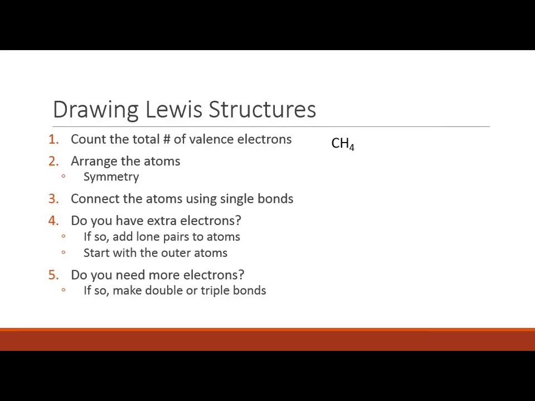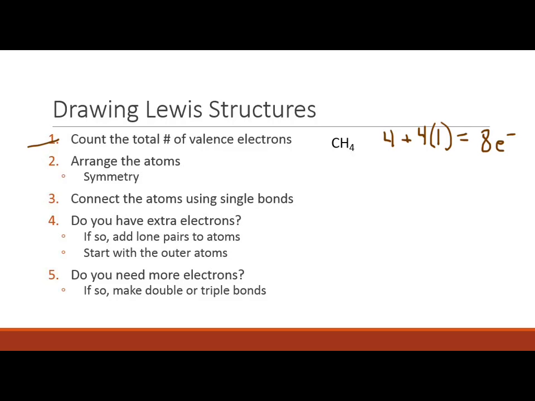I'm going to start with a nice easy example here with methane, CH4. And the first thing I'm going to do is count the valence electrons. So carbon is in column 4A, so it brings 4 electrons to the party. Hydrogen is in column 1A, so it only brings 1. But notice that we have 4 different hydrogens. So 4 plus 4 times 1 gives me a grand total of 8 valence electrons to work with. So that's step 1.